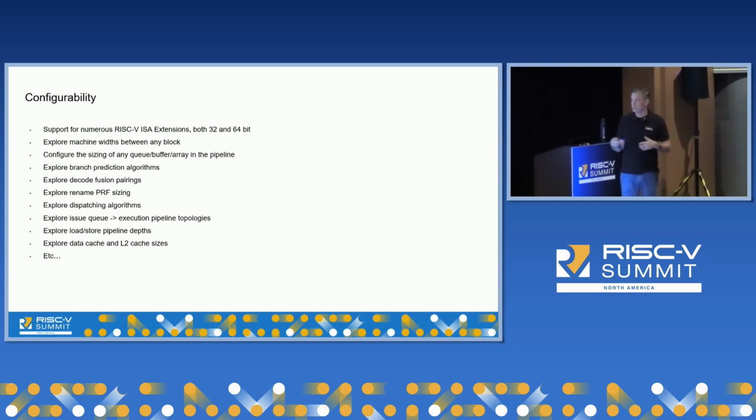And the configurability on it is pretty straightforward. It supports numerous ISA extensions. We're adding more. It supports both RV32 and RV64. It supports vector. You can explore machine widths between any block. You don't have to say it's 4 wide all the way across. You can say it's 4 wide, 6 wide, 8 wide. You can do something crazy. You can do all kinds of things like that.